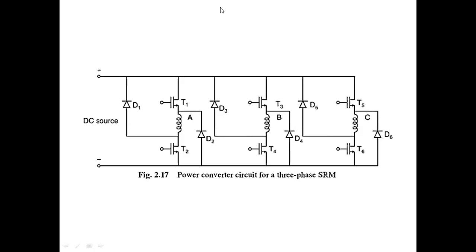Next, phase B excitation. If you consider phase B excitation, coil A excitation is over and the rotor has rotated to some position, and B is to be excited.